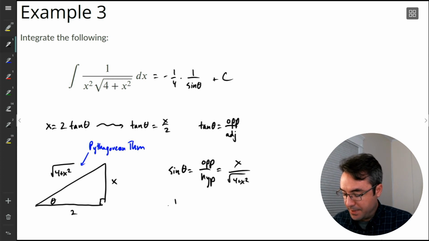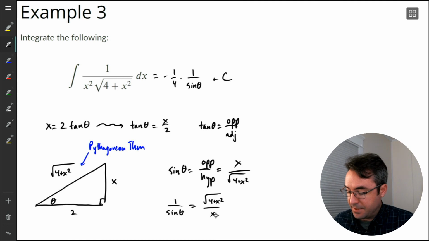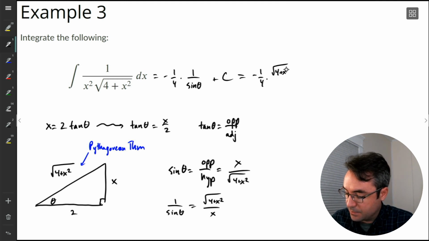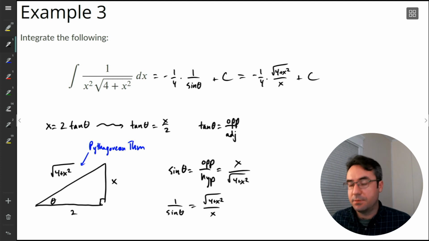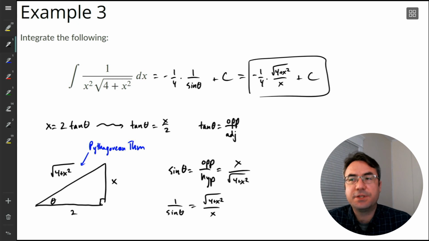And so that means when we do 1 over sine, it's just the reciprocal of this. So it's square root 4 plus x squared all over x. And then we just take this and fill it in up here. And that's our answer. So we're going to have negative 1/4 times the square root of 4 plus x squared all over x plus c. And there we go. We're able to convert back to our original variable.